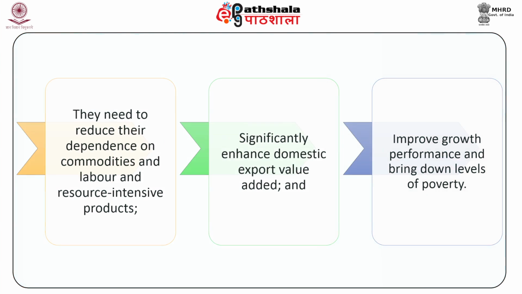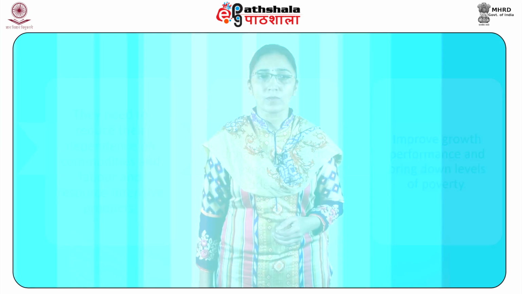Developing countries are expected to take measures at their end to improve their trade performance in the following way. Number one, they need to reduce their dependence on commodities and labor and resource intensive products. Number two, significantly enhance domestic export value added, and they need to improve growth performance and bring down levels of poverty. The UNCTAD has observed that the core challenge in moving up the value chain is the establishment of a virtuous circle among investment, innovation and technological change, productivity, supply capacity and enhanced export and growth performance.